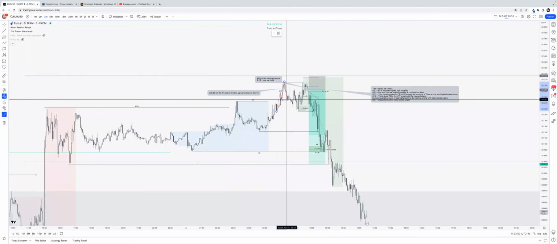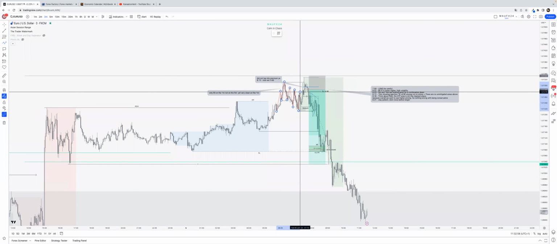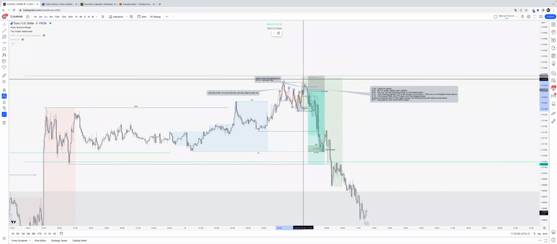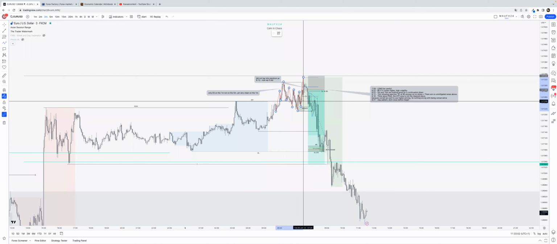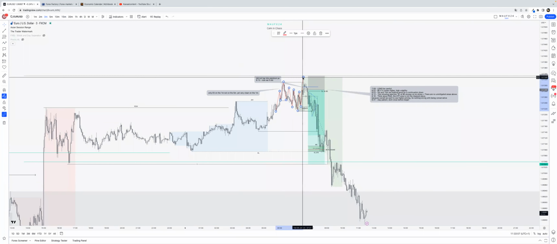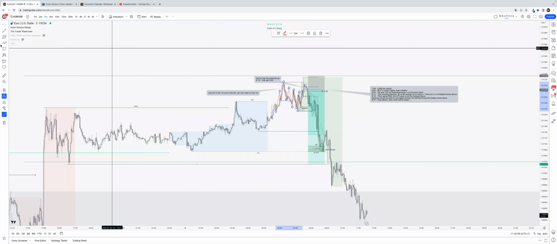We got that inducement over here. So first inducing buyers by respecting that. Then we get the break to the downside following order flow inducing sellers. Then we got that actual push to the upside, taking out the early sellers over here. And then we can see that over here. Hold up.